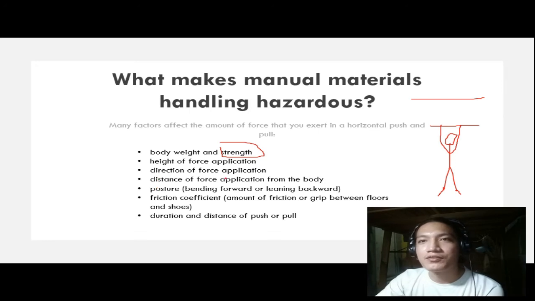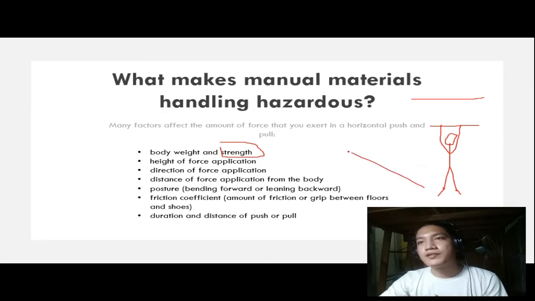Direction of force application. If it's 45 degrees, or whatever degree, it also affects your force. Distance of force application from the body. Similarly, the farther your force application, the weaker the force you can exert. Posture, whether bending forward or leaning backwards. So when bending forward like this.